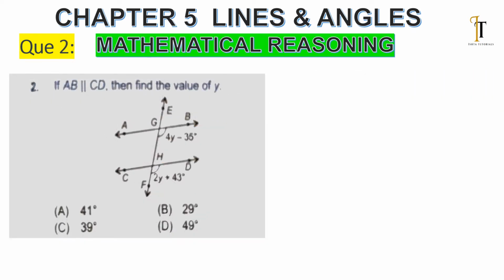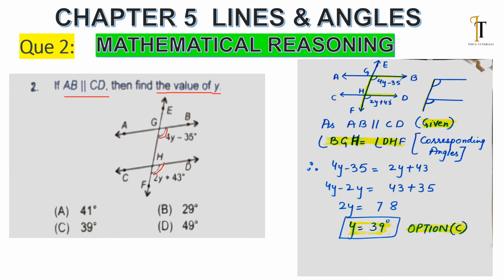Question number 2. If AB is parallel to CD, then find the value of Y. So students, here angle G is given and angle H is given. So let's use the property, if AB is parallel to CD, then their corresponding angles, means angle BGH is equal to DHF. Now this you can find with the help of a trick, that is called the F trick, to find the angles when they are corresponding to each other. Now on equating both the angles, we find that Y is equal to 39, that is option C.